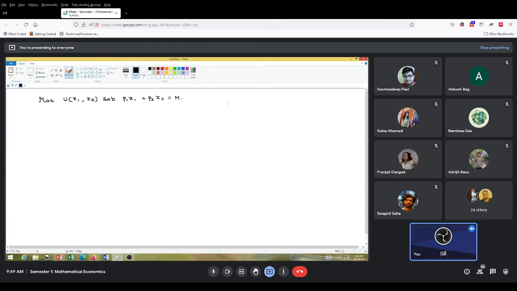Now when we have discussed maximization, we had maximized functions with only one variable, and we had shown that the condition for maximization is f prime x should be zero, and then we have to look at the even order. So it's better if I write it like this: f2, f4, if these are negative then it's a maximum, but if f2 is positive then it's a minimum.